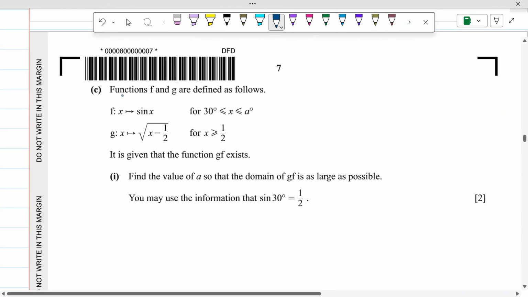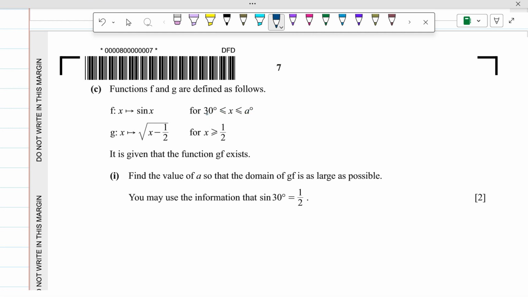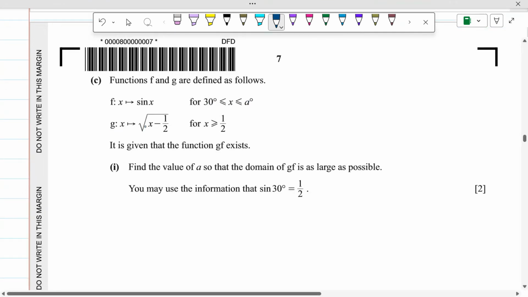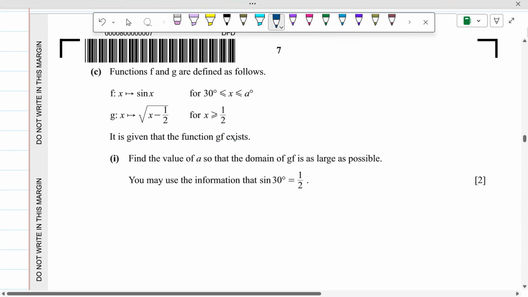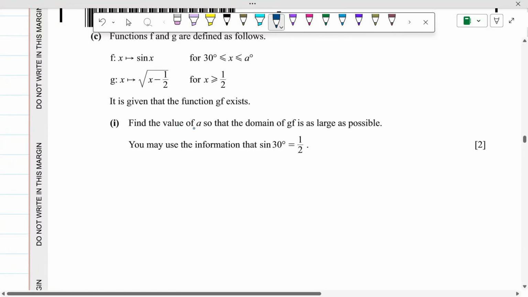Part C. Functions f and g are defined as follows. f(x) is sine of x, where x is less than or equal to a degrees and greater than or equal to 30 degrees. g(x) is the square root of x minus half, where x is greater than or equal to half. It is given that the function gf(x) exists. Find the value of a so that the domain of gf(x) is as large as possible. You may use the information that sine of theta equals half.